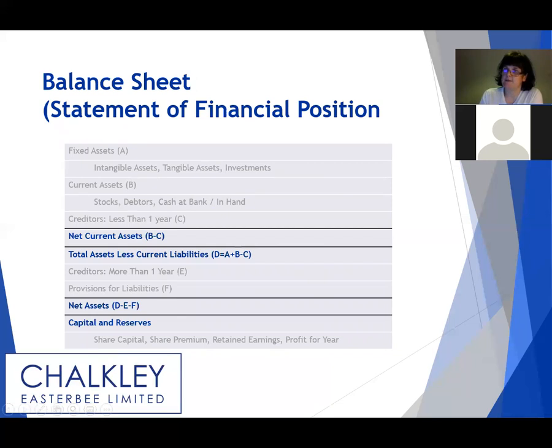The second key statement is your balance sheet or your statement of financial position. This starts with your fixed assets, which are your intangibles, tangibles, and investments. So that's things like your plant and equipment, property, goodwill, brand value, all sit at the top of your balance sheet. You then have your current assets, which are basically everything else that you own. So that could be like the stock that you hold, people who owe you money, the cash you have in the bank, and those are presented within a balance sheet in terms of how easily you can liquefy them.